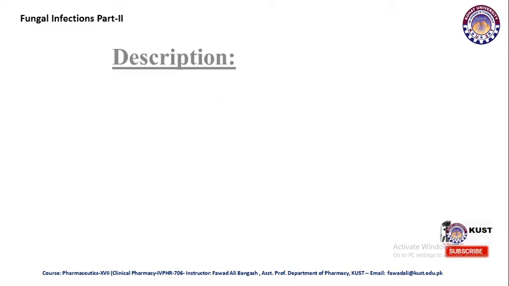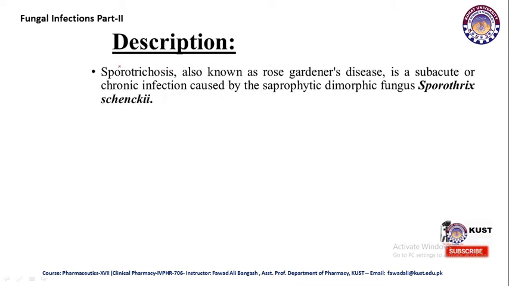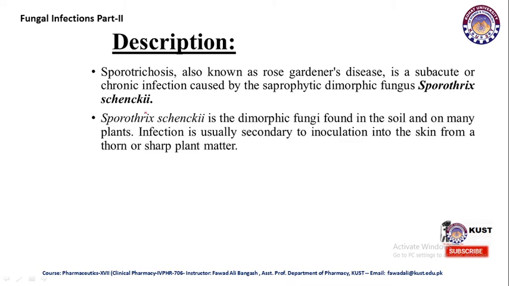Sporotrichosis is also known as rose gardener disease. It is a subacute or chronic infection caused by the saprophytic dimorphic fungus Sporothrix schenckii. Sporothrix schenckii is a dimorphic fungus found in the soil and on many plants.